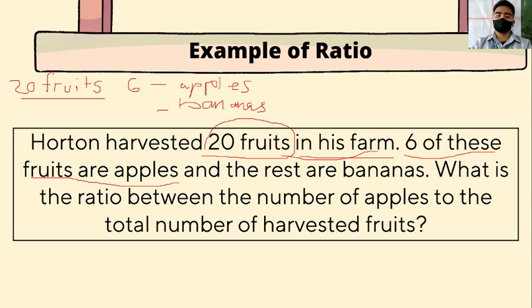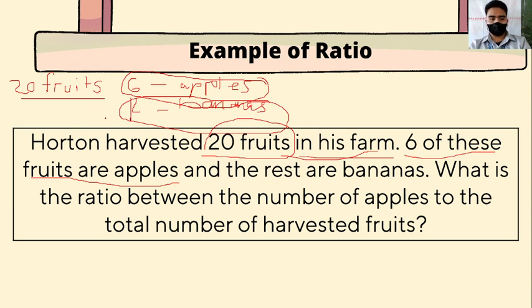If you have six apples from your 20 fruits, how many bananas do you have? You count: 1, 2, 3, 4, 5, 6, 7. How many? You have 14, correct. Because if we add the apples and the bananas, you have 20 fruits.